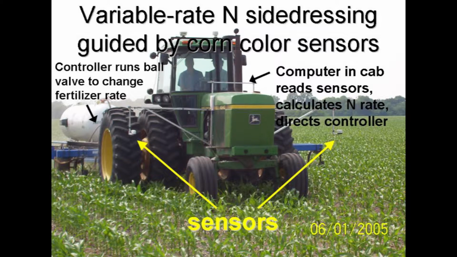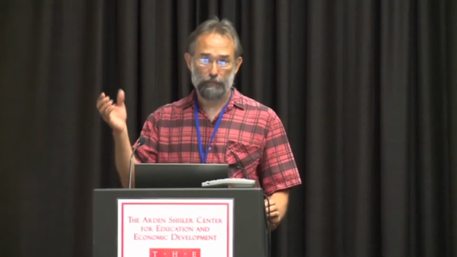The controller, in this particular case, is on an anhydrous ammonia applicator, and it's going to be knifed into the soil, and there's a ball valve back there that opens and closes to change the fertilizer rate. When those sensors see dark green corn, that ball valve closes down and puts on a low rate of fertilizer. When they see light green corn, which is more nitrogen deficient and indicates less nitrogen coming available from the soil, it opens up and puts on a higher fertilizer rate. And it's doing that about every second.